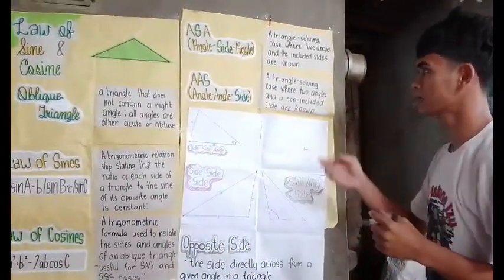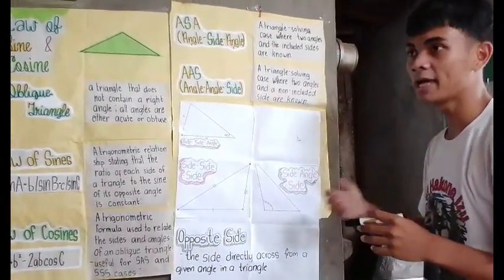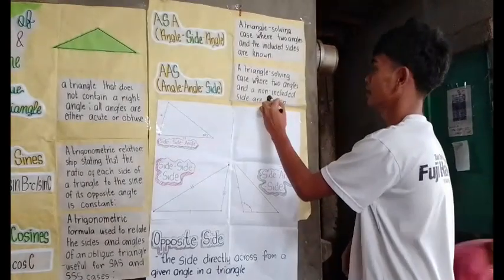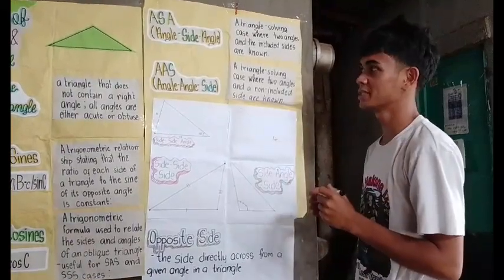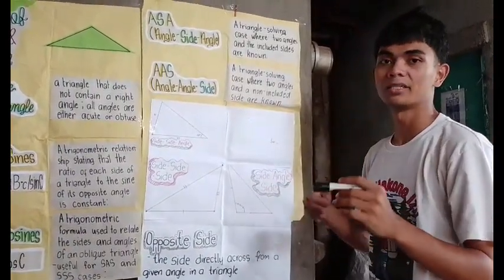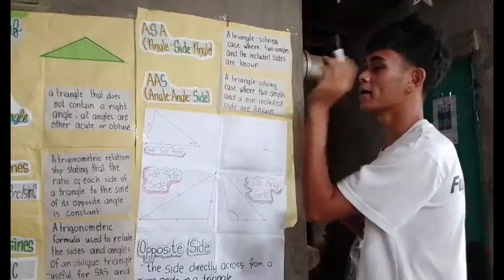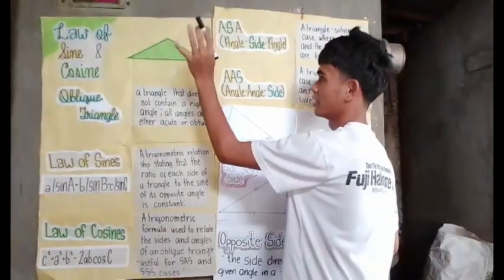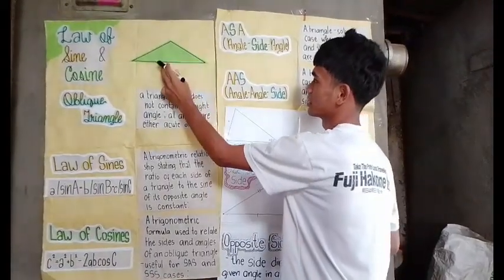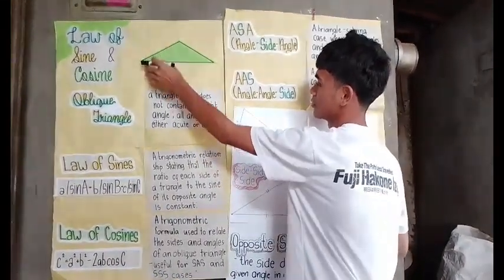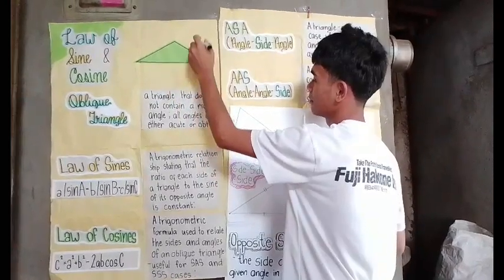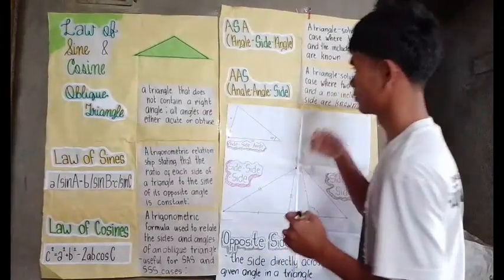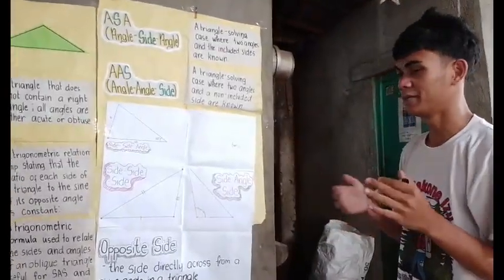Now we have angle-angle-side, or AAS for short, a triangle solving case where two angles and a non-included side are known. This means the side is connected to only one angle. If the earlier example had the side between the two angles, this time the side is not between two angles, but only connected to one angle. So that is what the AAS case means.